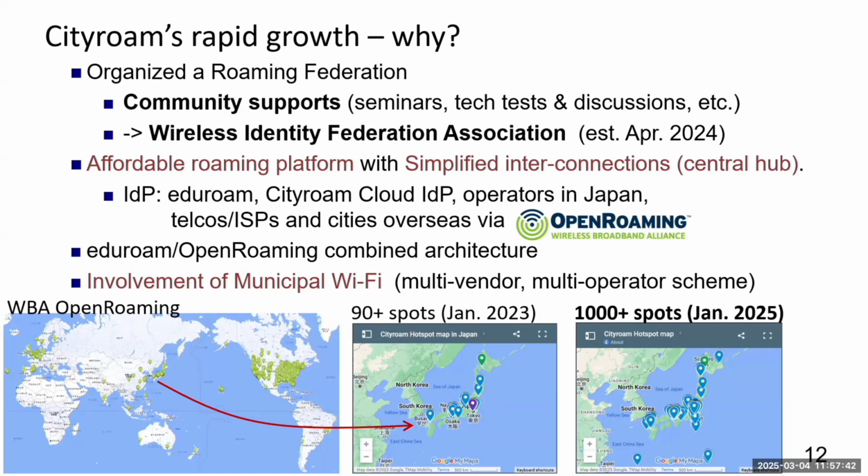And involvement of municipal Wi-Fi has worked quite well. So in 2023, we had only about 100 spots, but now we have more than 1,000. And as you can see in the map, Japan is one of the leading countries. And the US, of course, Cisco is very strong. And we have some countries providing OpenRoaming in Europe.